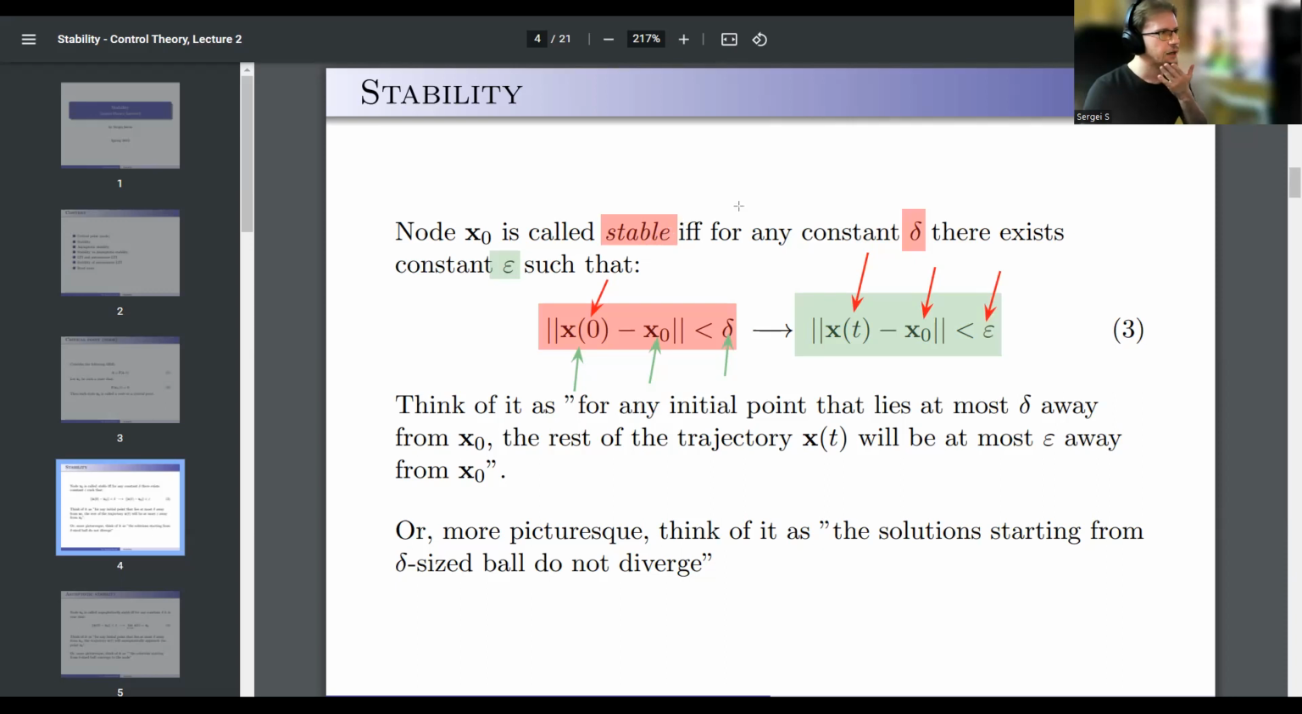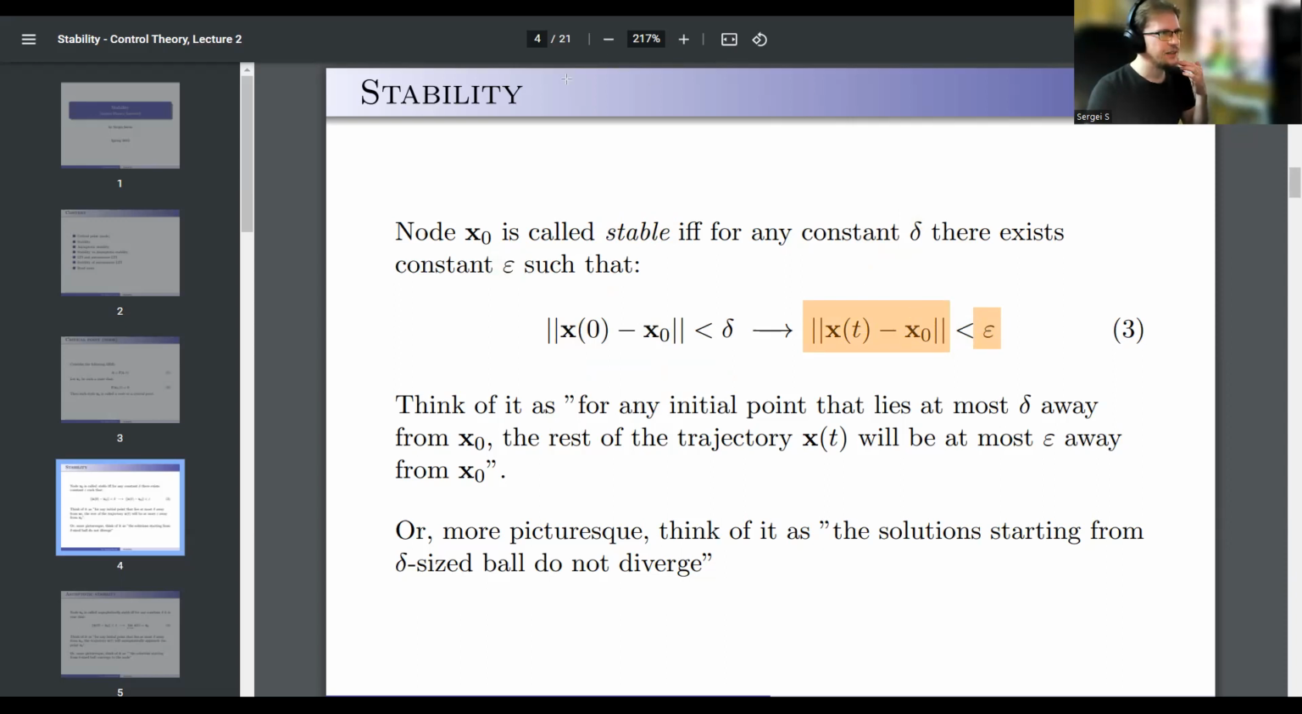Okay. Well, I make it sound a little bit complicated again, so let me repeat it a third time. I will try to do it a little bit differently. What we want to make sure is that there exists some epsilon such that x does not go away from the node more than epsilon distance, okay?